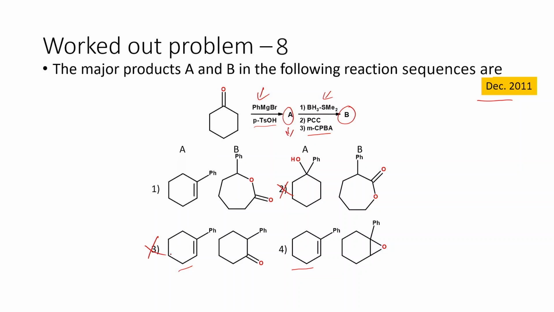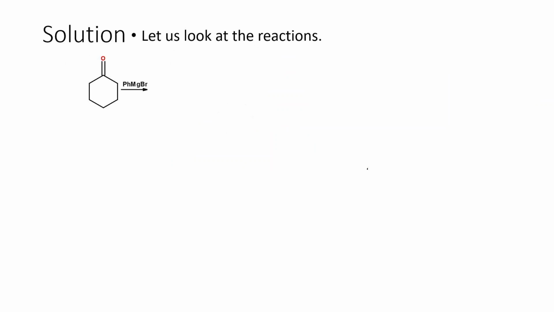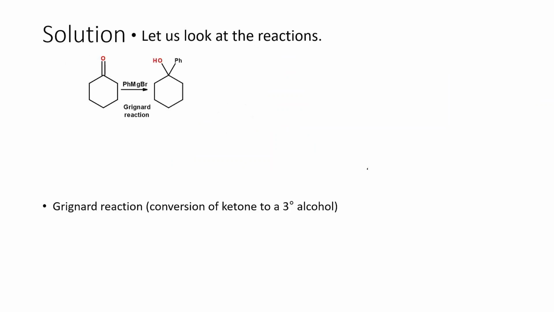So that means 4 is again an epoxide. Now we have to see what product we are going to have. So let us look at the reaction. The first reaction is nothing but the Grignard reaction. The carbonyl group is reacted with phenyl magnesium bromide, and we end up with the corresponding tertiary alcohol. So conversion of a cyclic ketone to a tertiary alcohol is the first step that is happening.